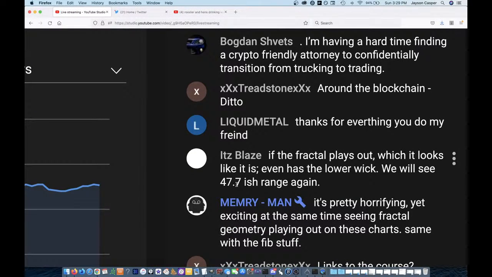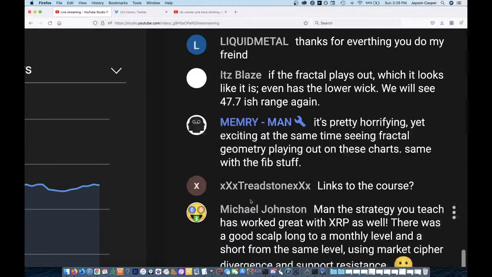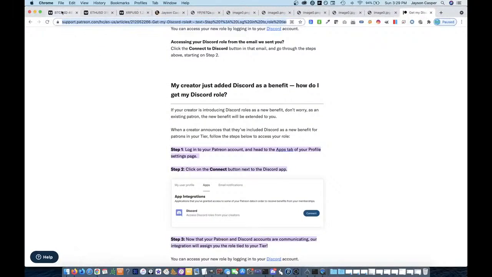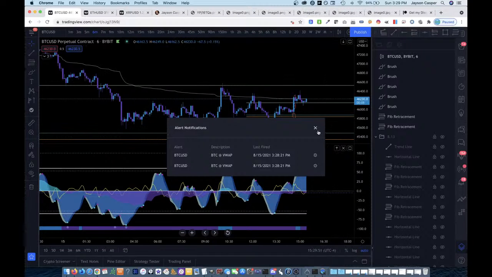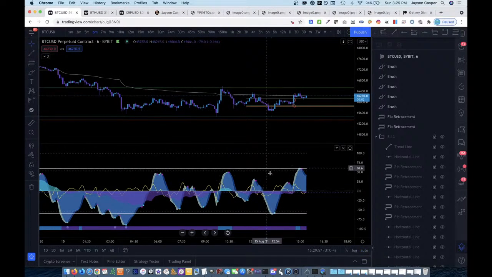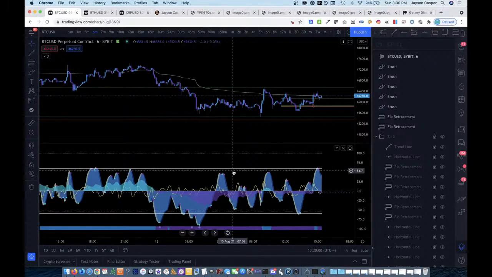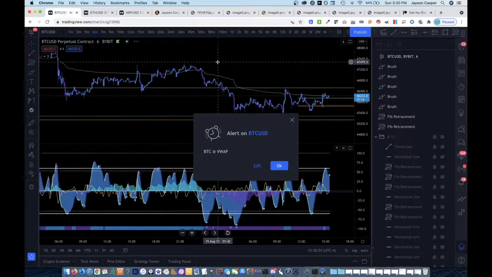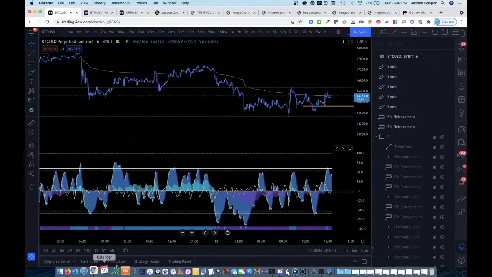Interesting, says It's Blaze, if the fractal plays out, which it looks like it will, there will be an even lower wick coming down to 47.7. Wait, 47.7 is pretty high. Are you talking about the fractal coming up, or what are you talking about? Are you talking about what high? I'm confused. I'm sorry.